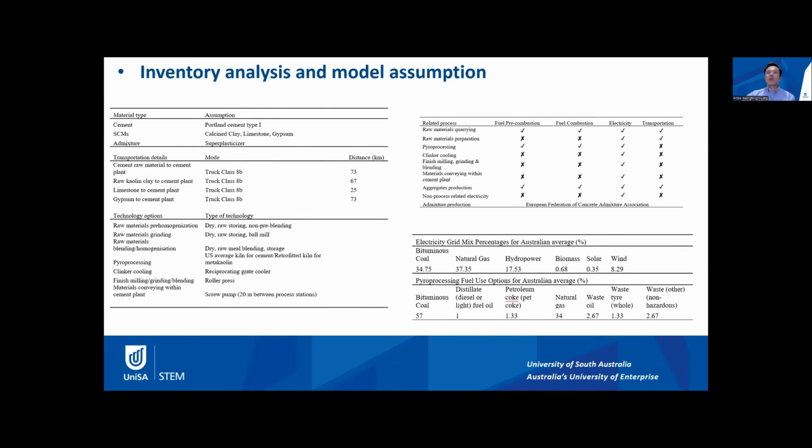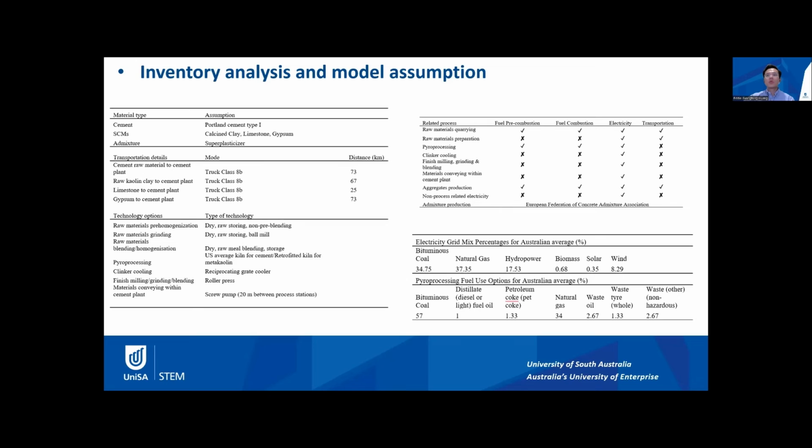The inventory analysis consists of data collection, calculation of the global warming potential measured by the CO2 equivalent, and the model assumptions of the LCA model. The following table summarizes the assumptions and technology used for LC3 cement production, considering the average emission scenario. The material transportation distance considers the average case in Australia as well.